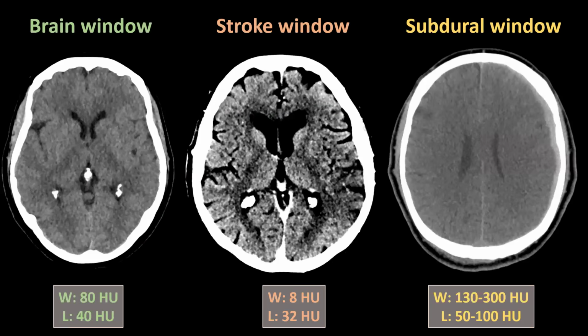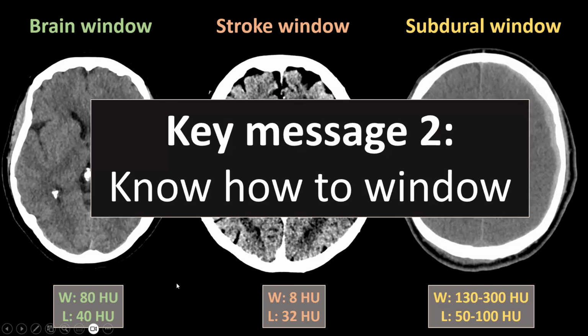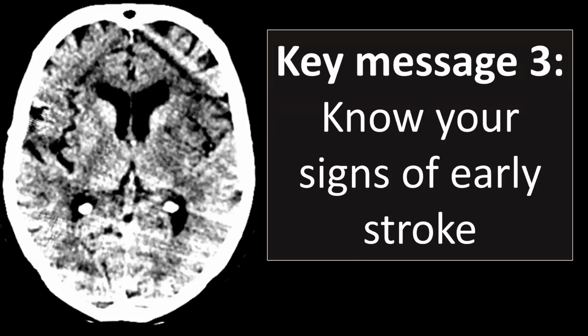The second one is use windows, because you can just look at your brain window, but if you do that, you will miss skull fractures. So look at the bone window for that. And you can miss signs of early infarction or early signs of infarction. If you don't use a stroke window, you can miss a subtle subdural hematoma if you don't use a subdural window. So learn how to window, know how to window, and window the shizzle out of your images.